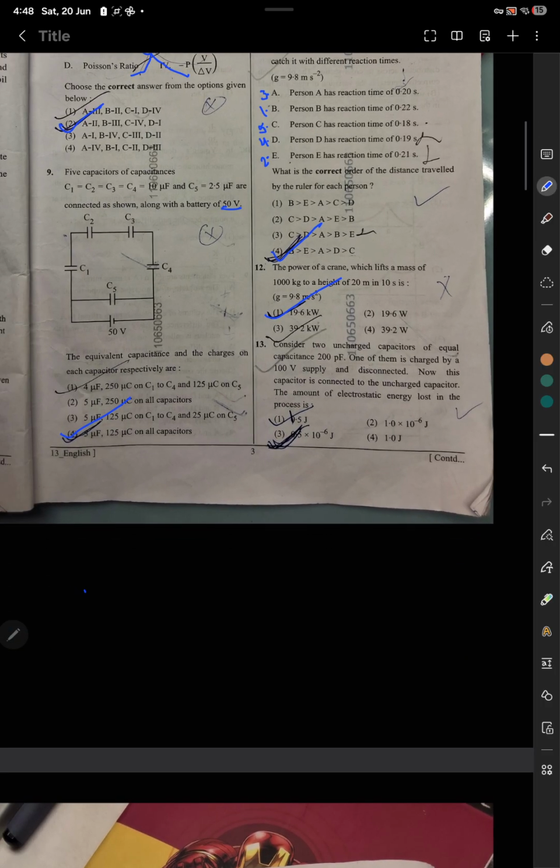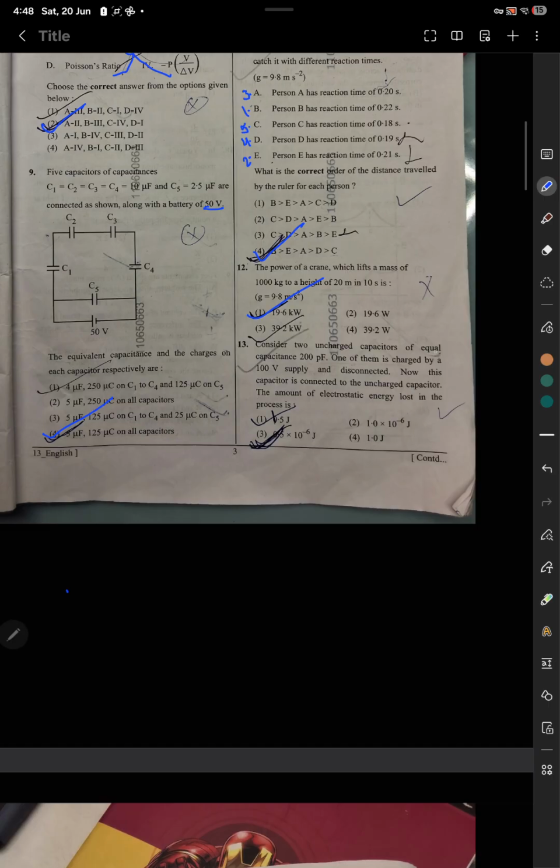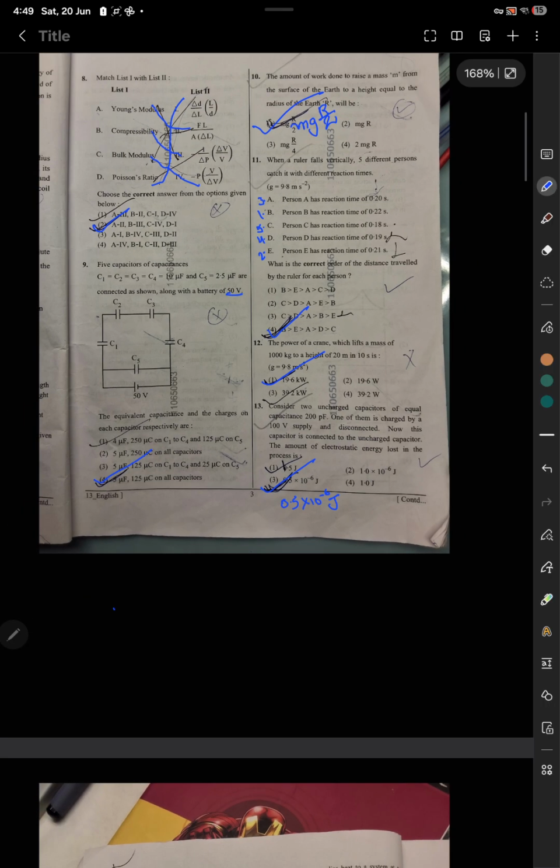Question number 13, consider two uncharged capacitors of equal capacitance 200 pF. One of them is charged by a 100 volt supply and disconnected. Now this capacitor is connected to the uncharged capacitor. The amount of electrostatic energy lost in the process is, option number 3 is correct, 0.5 into 10 to the power minus 6 joules is your correct answer.